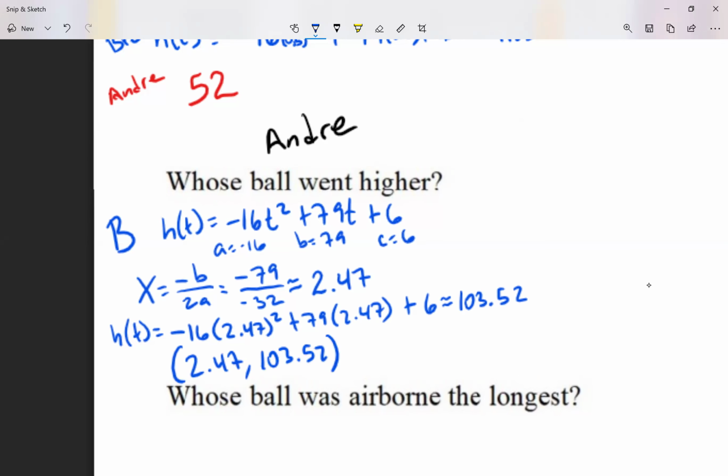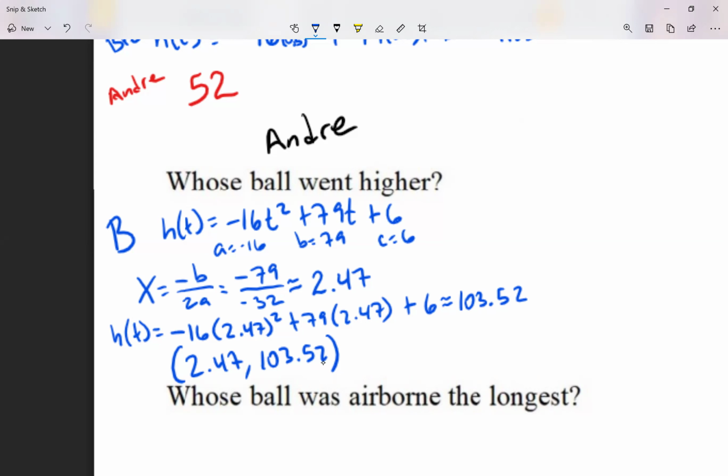Now the cool thing about the vertex is it's telling me the time. When does it reach the highest point? At 2.47 seconds. The y value is telling me the height, 103.52 feet. So the ball is going to go as high as 103.52 feet, and then it's going to come down. Good. I know that about Brett's ball.